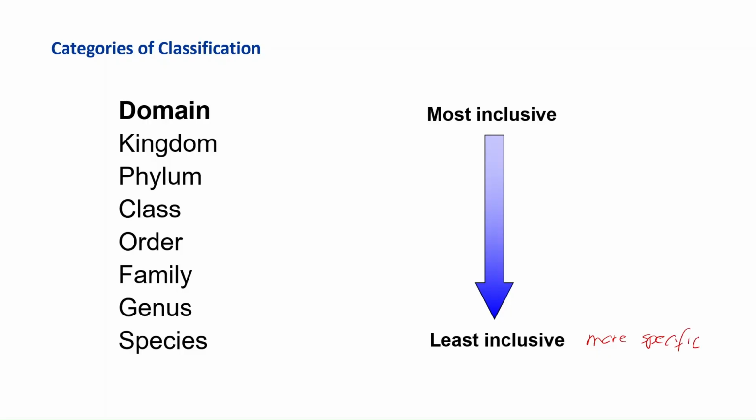Now, I told you I don't like memory. So there's a little mnemonic I like. Dear King Philip came over for good soup. Silly, but you can see the domain, kingdom, phylum, class, order, family, genus, and species. I don't understand that about the human brain, but someone did a study and they concluded that the human brain remembers nonsense better than sense. This is a very, very good example of that.